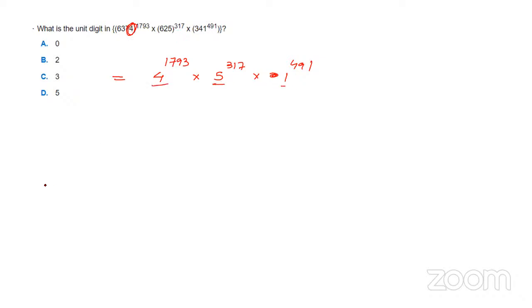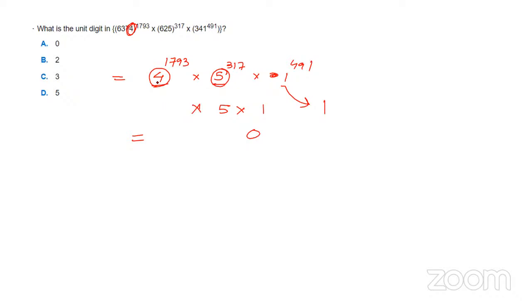So clearly we can say that as long as you have a 5 and an even number, definitely the product will be ending with 0. We don't need to think anything on this, because 1 raised to any number will definitely end with 1. 1 raised to 491 doesn't matter. 1 raised to any number, or a number ending with 1 raised to any number, will be definitely ending with 1. And I know that 5 raised to any number will be definitely ending with 5. Correct? So you have 5 into 1 into 4 raised to 1793. I know that it's going to be definitely an even number.